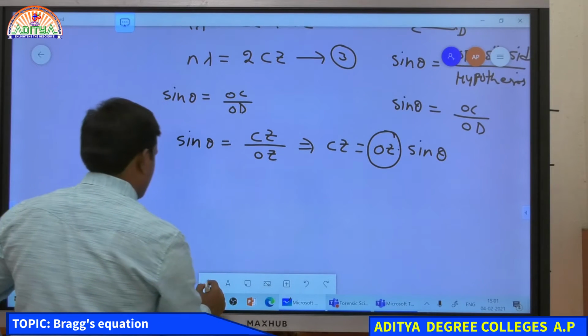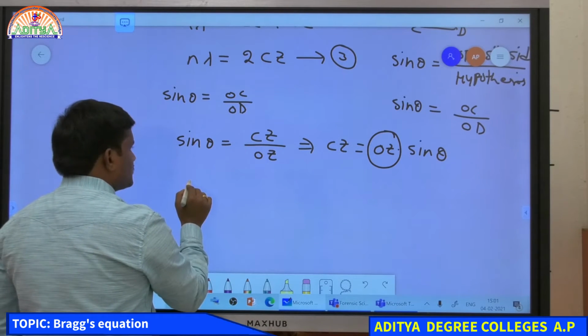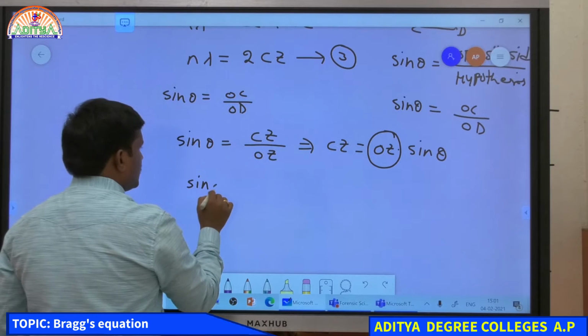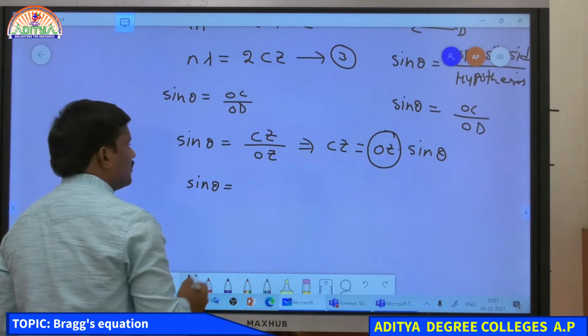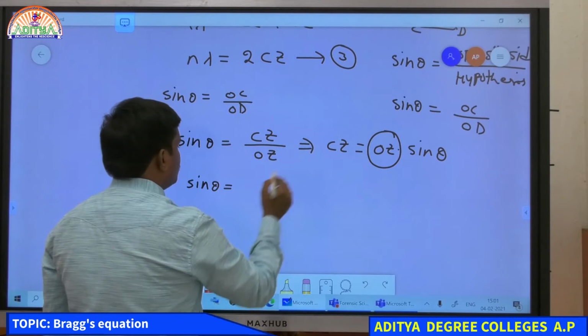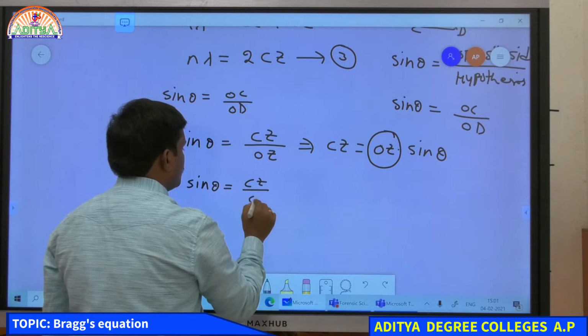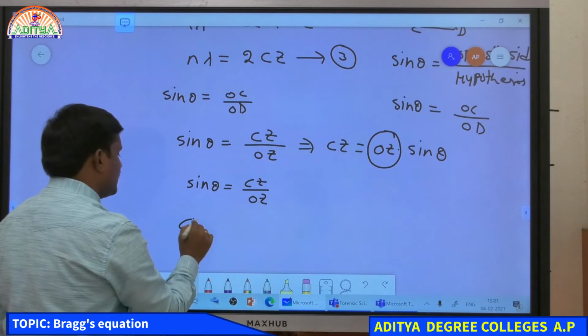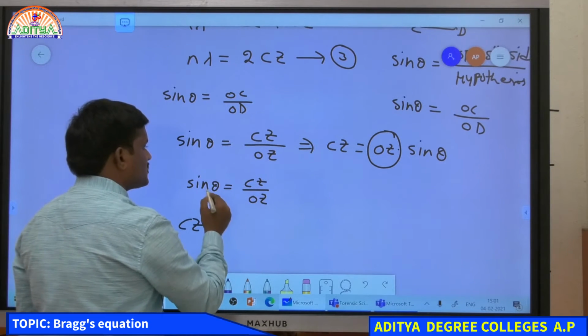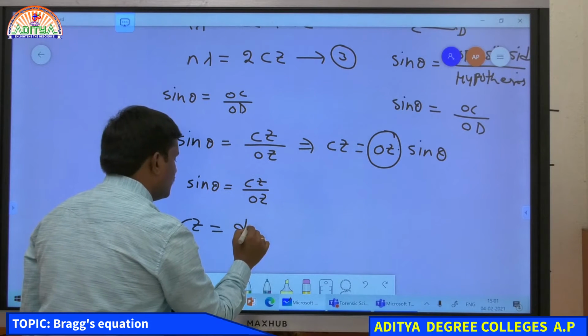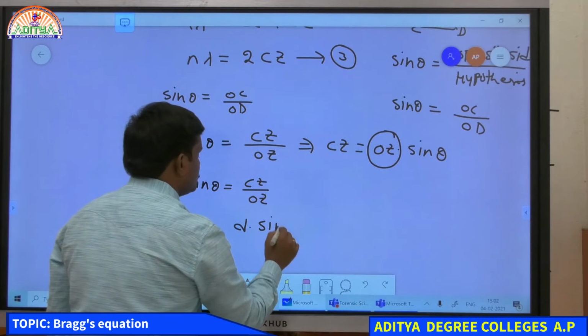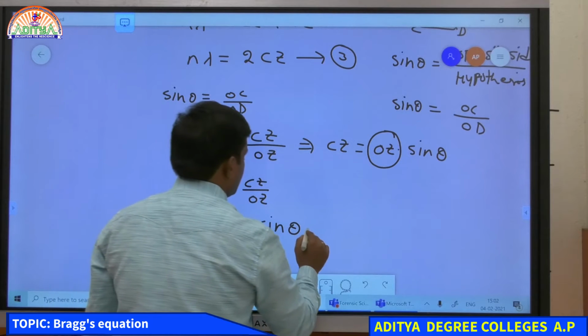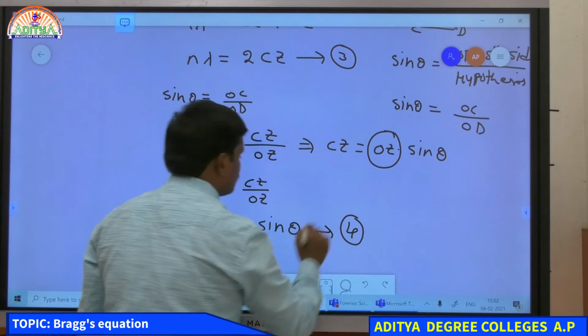Therefore, here sin theta is equal to Cz by Oz. Therefore, from this equation Cz is equal to Oz into sin theta, but the Oz value is equal to d, so Cz is equal to d sin theta. So this is taken as equation number 4.